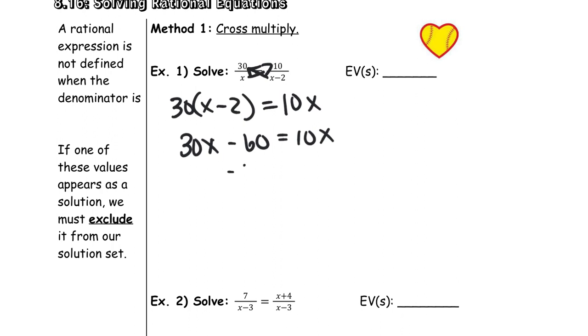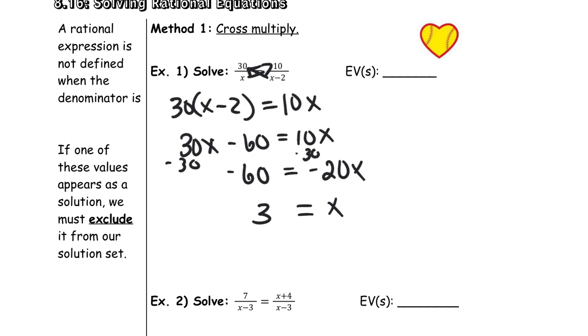We could subtract the 30x, and we get negative 20x. And then we get x equals 3. Everybody okay with that? Oh, wait, how did we get negative 20 from subtracting? We subtracted 30.